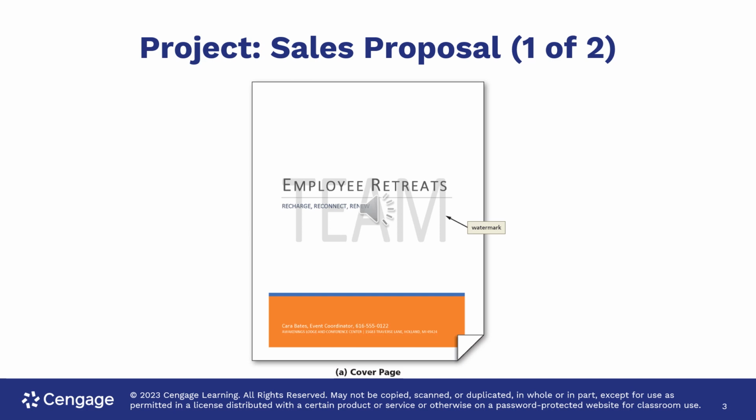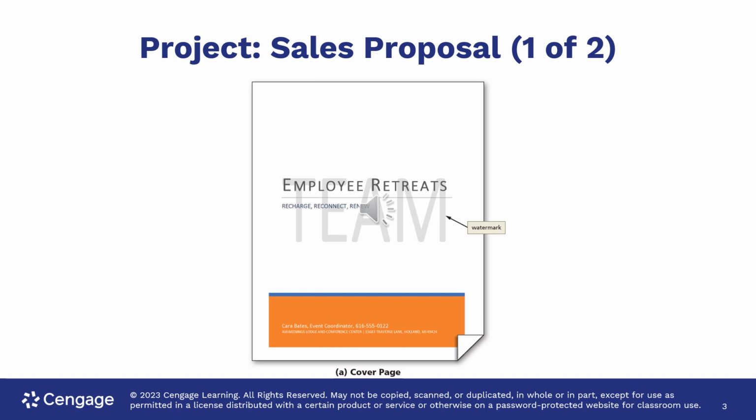A sales proposal sells an idea, a product, or a service. A research proposal usually requests funding for a research project. A planning proposal offers solutions to a problem or improvement to a situation. We are going to be doing a sales proposal.